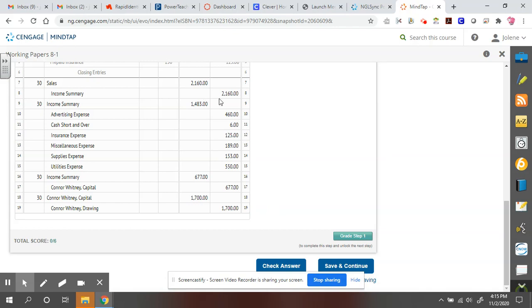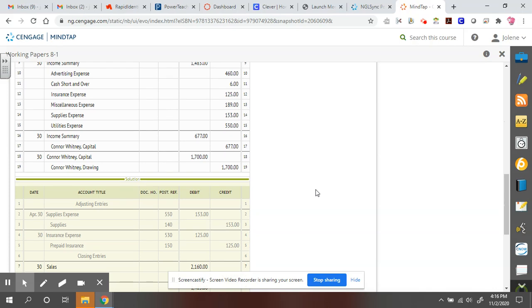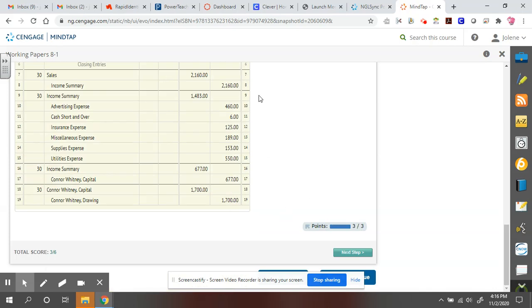All right, so my debits equal my credits, and I have closed out sales. I closed out all of the expenses. I closed out income summary, and I closed out the drawing. All right, so we're going to grade step 1. Now scroll down, and it liked all of our answers. Okay, so we got 3 points out of 3 points.